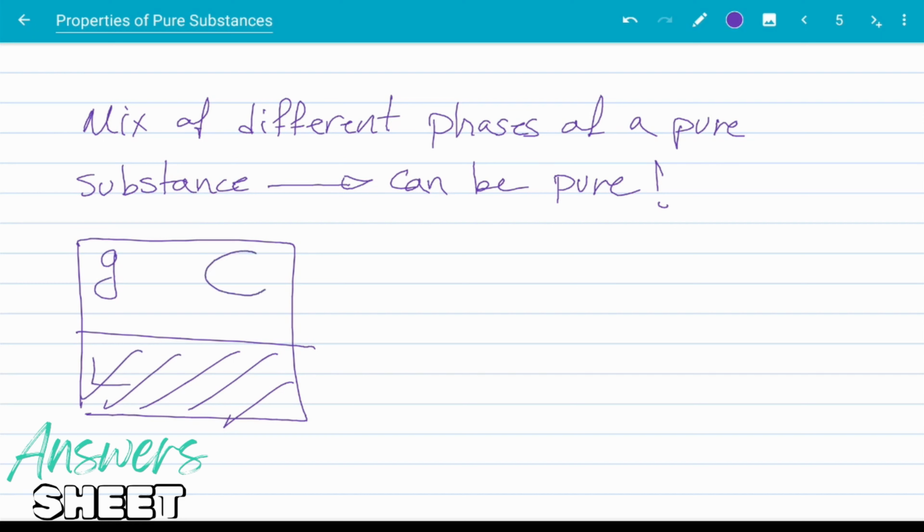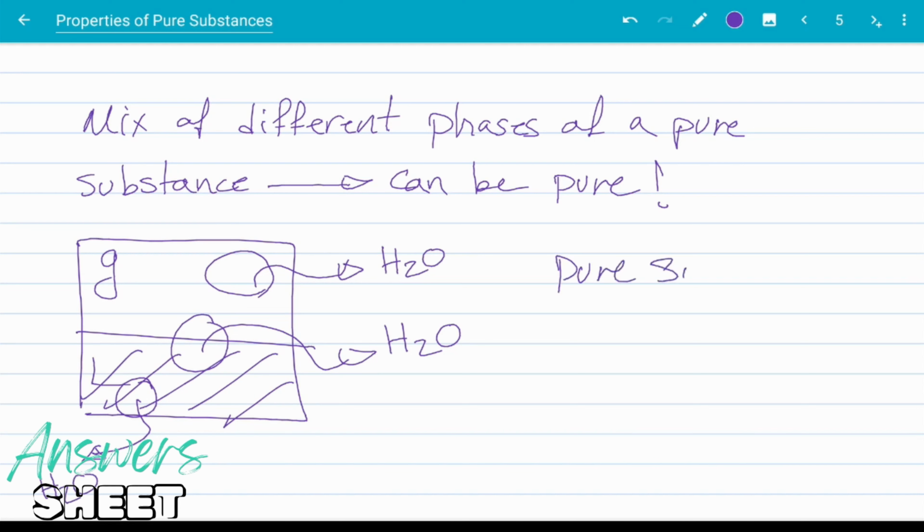Now, again, if we do 3 different samplings and check the chemical composition here, in the gas form, the chemical composition is H2O. In the interface, it is H2O. And in the liquid, it is H2O again. So as you can see, a uniform fixed chemical composition throughout the tank. So it is a pure substance, although they have different phases.